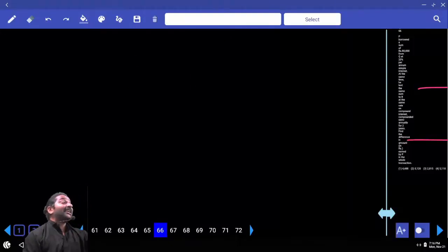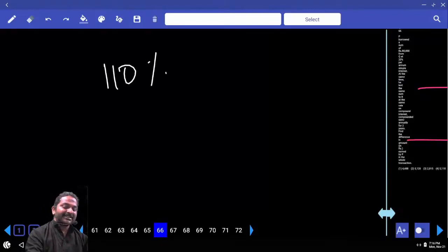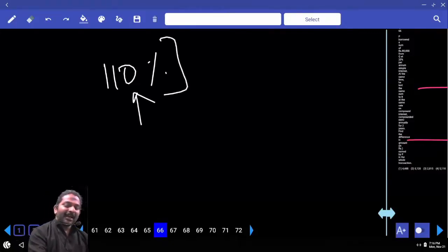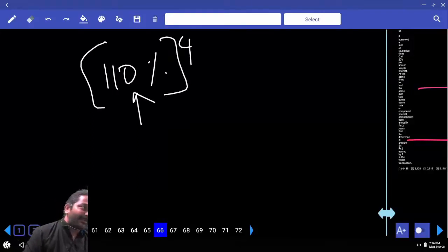We need to calculate 11 to the power of 4. We have 110; zeros we can adjust anytime, whether in the numerator or the denominator. It doesn't matter. But as it is for 4 years, we have to calculate power 4. Are you comfortable with 11 power 4? How much?